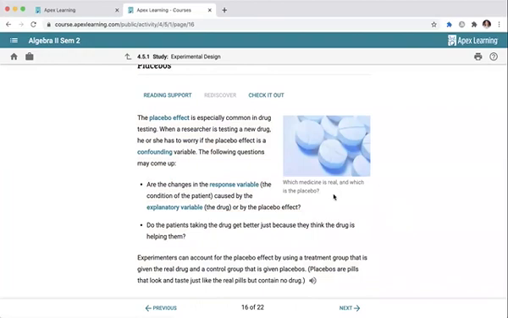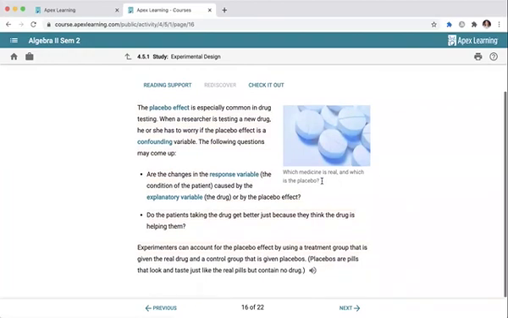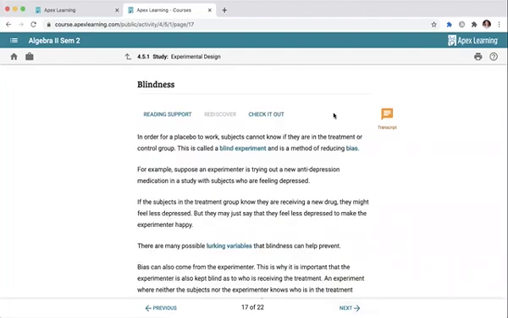Again, a placebo is giving a fake thing so that everybody thinks they have that treatment. And in order for a placebo to work, subjects cannot know if they are in the treatment or the control group. So this is what we call a blind experiment, and it's a method of reducing bias.